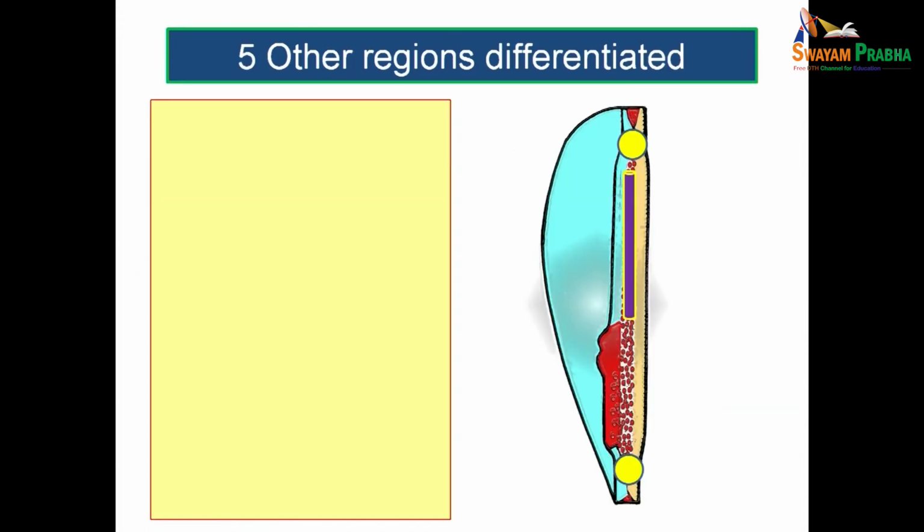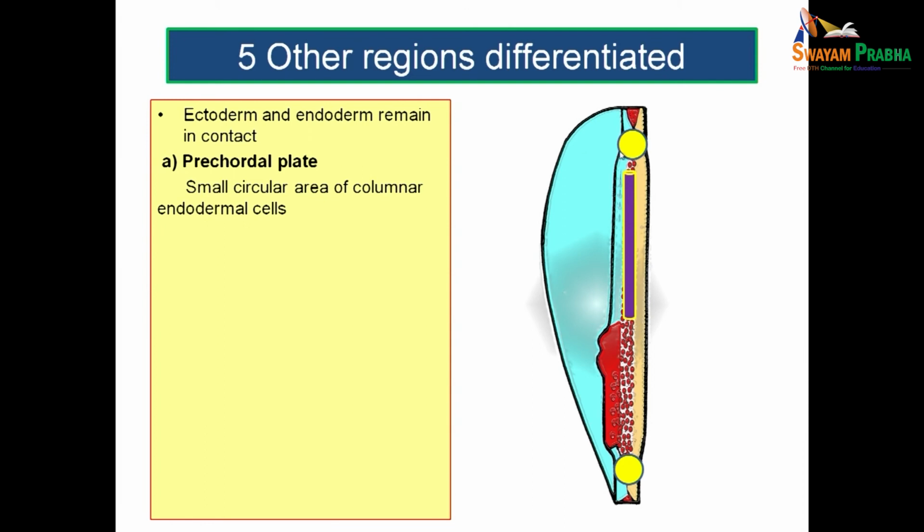Now, apart from these regions, there are some other regions which are developed in the embryonic disc. That is, the ectoderm and endoderm remain in contact at certain regions without the formation of intraembryonic mesoderm in between. So, one such place is known as the precaudal plate. So, that is a small circular area in the cephalic end where you get the endodermal cells as columnar cells. Usually the endodermal cells are cuboidal, but at the cephalic region in the precaudal plate, the endodermal cells will be columnar in nature.